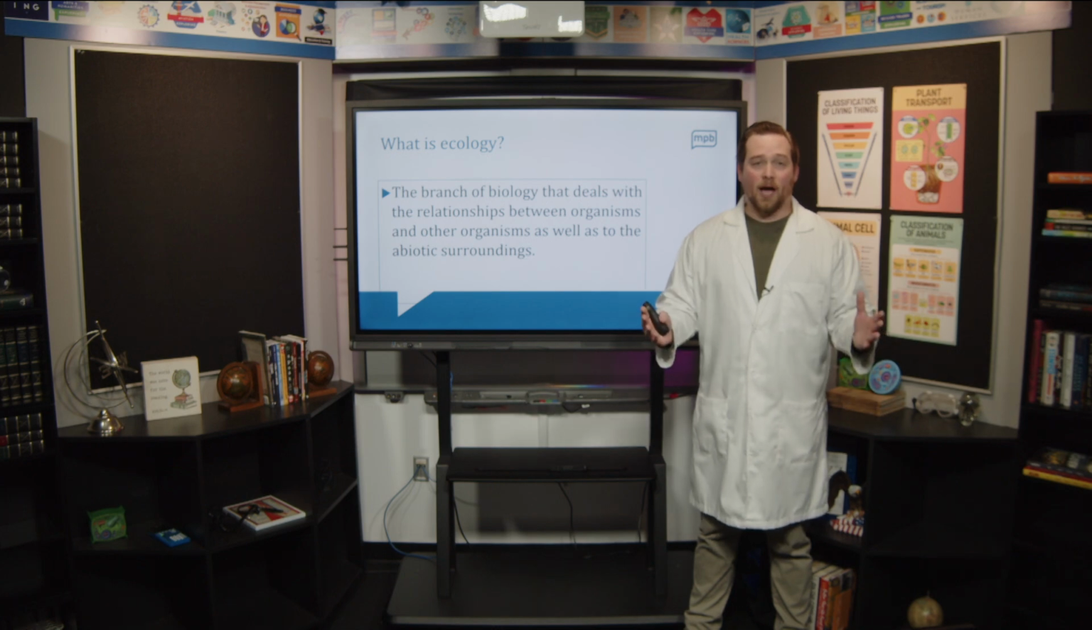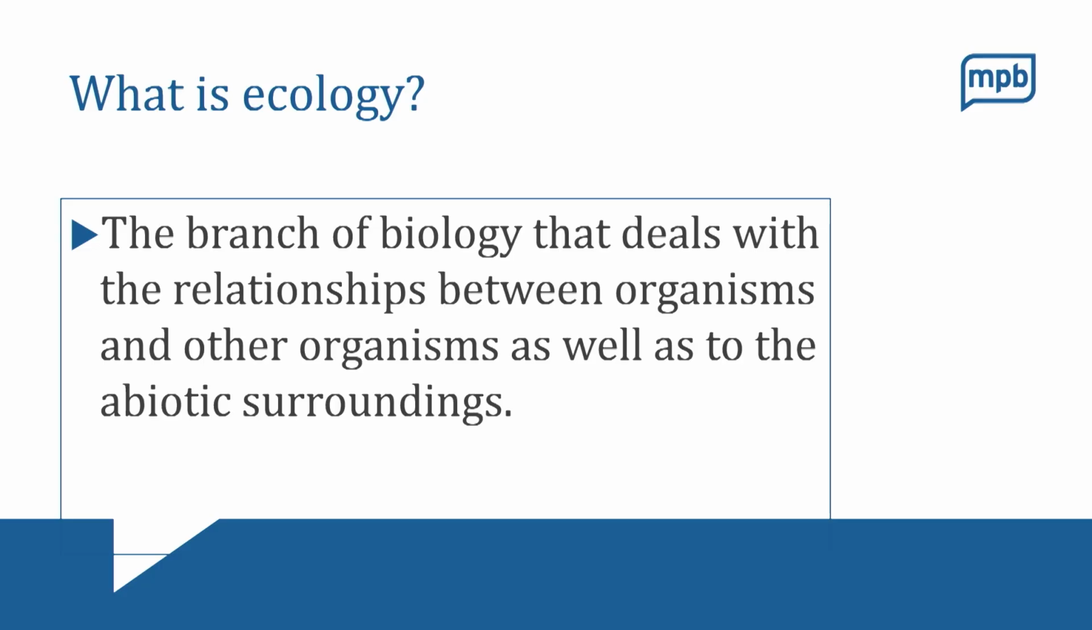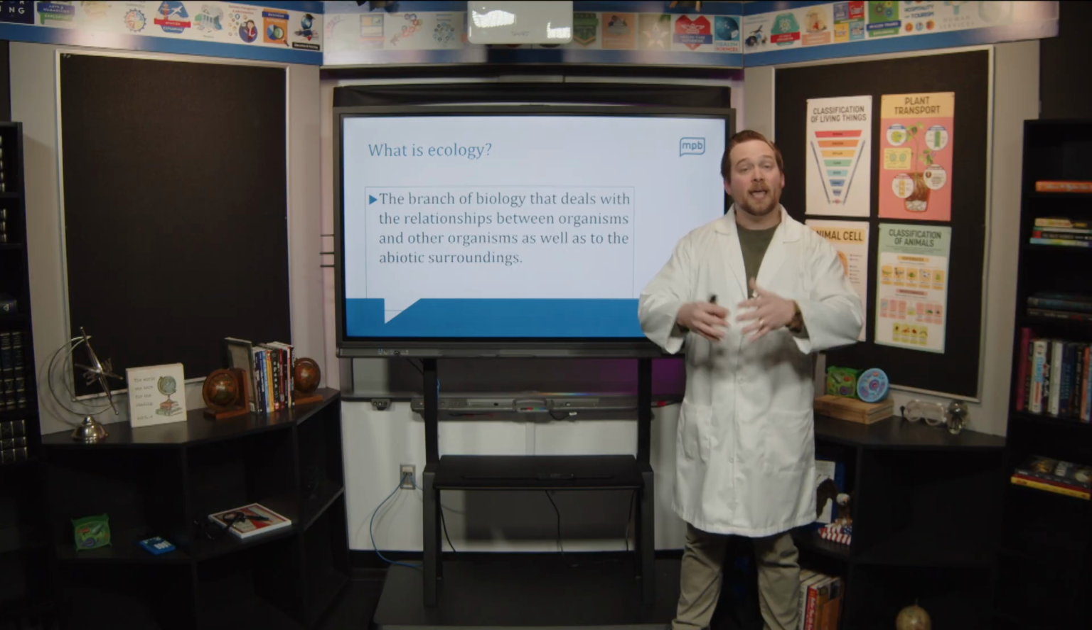So, what is ecology? Ecology is a branch of biology, and it deals with relationships, specifically the relationships between organisms and other organisms, as well as organisms and the abiotic surroundings. Now, we haven't talked about what that word means, abiotic, yet, but we're going to get there in just a second. Basically, ecology is studying how animals interact with other animals, as well as organisms with other organisms, and what role their physical environments play in those interactions, as well as how they interact with their physical environment. So what does abiotic mean? You can think of it as the physical surroundings in the environment.